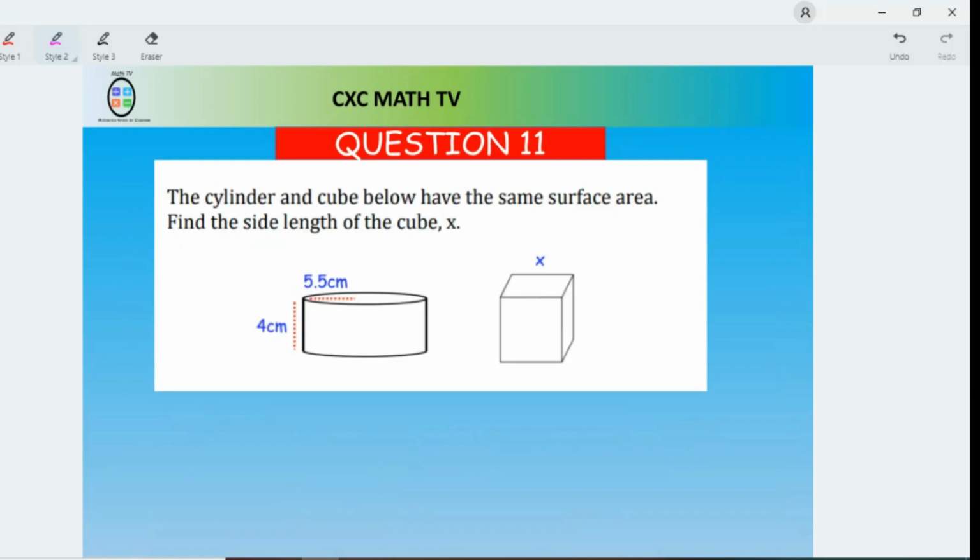Nice. What about this question here? Pause the video and attempt. It says, the cylinder and a cube below have the same surface area. Find the side length of the cube. Pause the video and attempt.